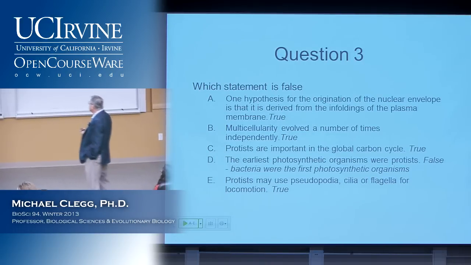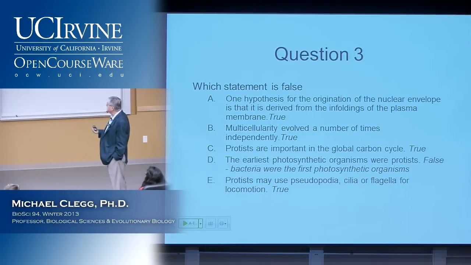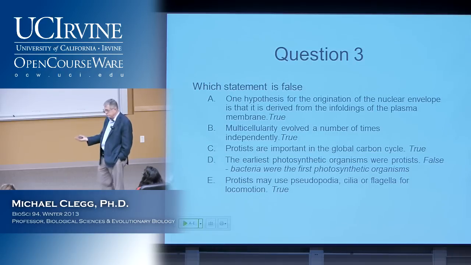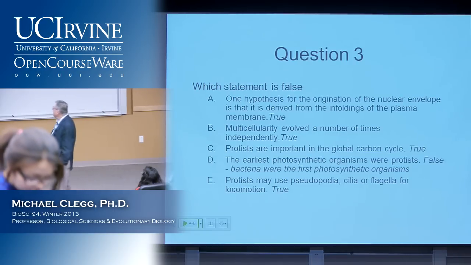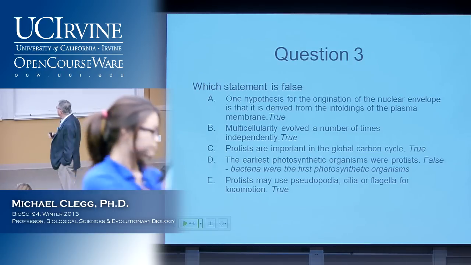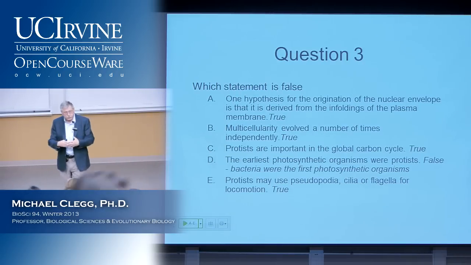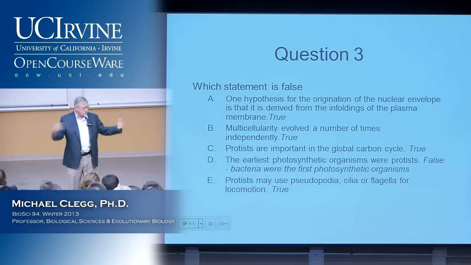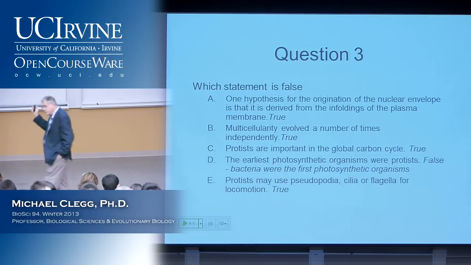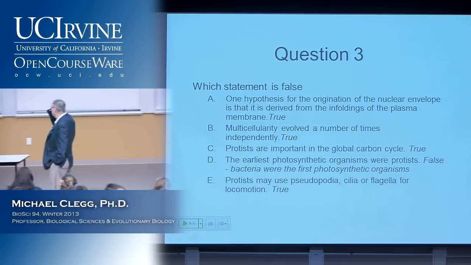The earliest photosynthetic organisms were protists. That's false. They're bacteria. We know that. Protists may use pseudopodia, cilia, or flagella for locomotion. Yes, the pseudopodia is used in amoeboid motion. So that's the quiz. Let's see what the distributions look like.